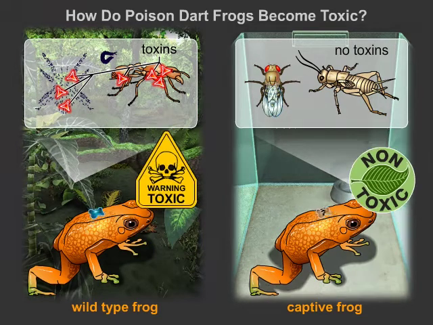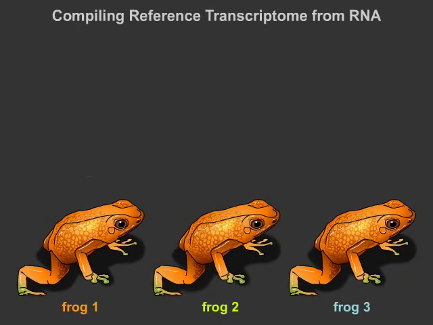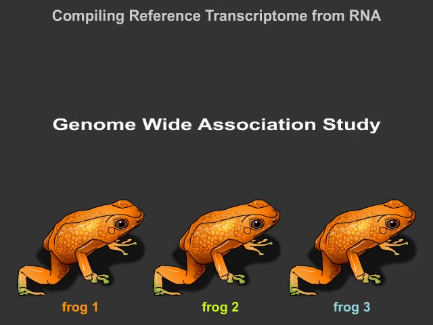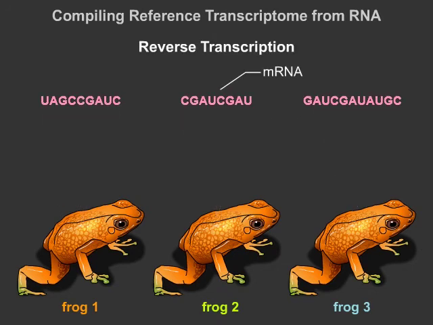The genes involved in the toxin sequestration pathways are likely to be differentially expressed in these non-toxic frogs as compared to wild-caught, toxic frogs. We are trying to identify the genes and proteins that are involved in this pathway, and to do so, we use a genome-wide association study. To begin our frog toxin transport studies, we compile a transcriptome that represents the total sum of all of the messenger RNAs expressed in the tissue samples.